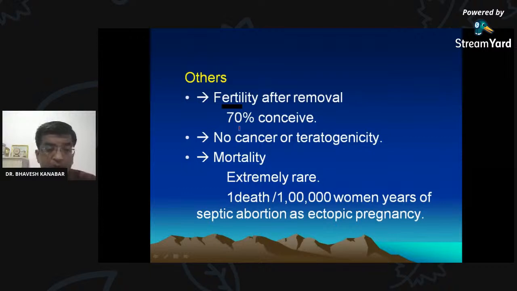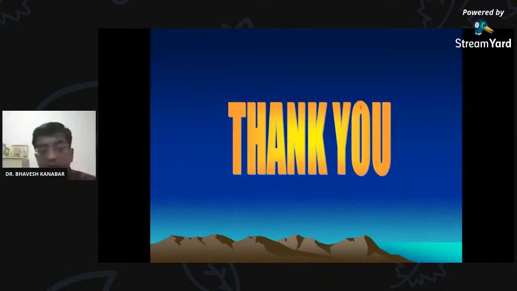So 70% of women conceive. So these are the advantages actually. No cancer or teratogenicity. Mortality is extremely low. We have already discussed this: 1 death per 1 lakh or even less. So that is all about IUCD. The recorded lecture will be available soon, and you can write down this part in your journal. Thank you very much.